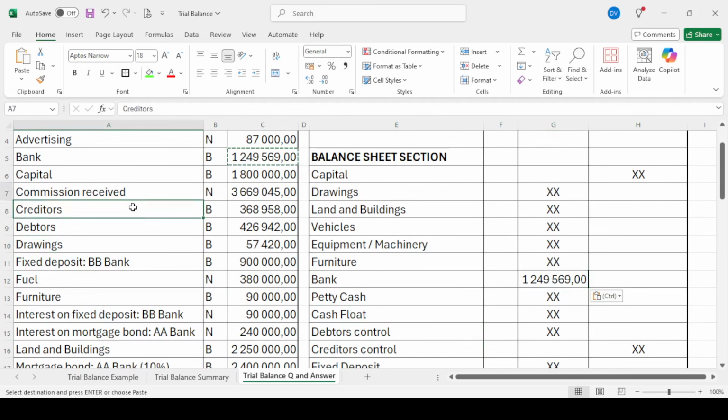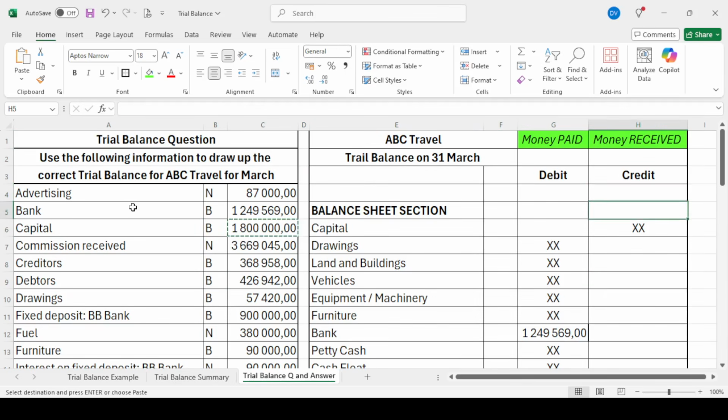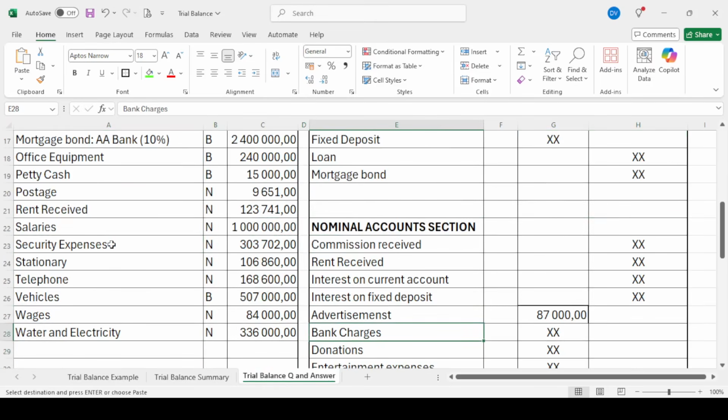Okay, next one is capital. You're going to copy your capital onto your new correct trial balance. We copy it on the credit side because it's money received. Next one is commission received. We know that that's an income, so it will be under our nominal account section. We show it on the credit side because it's money received.